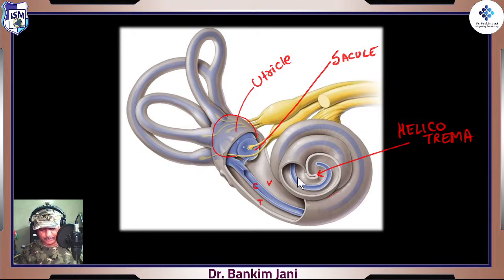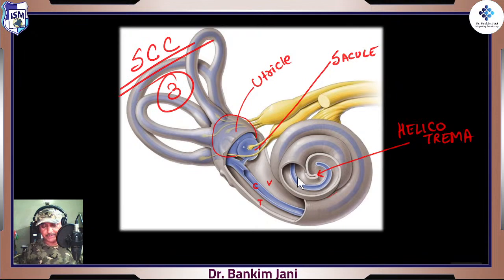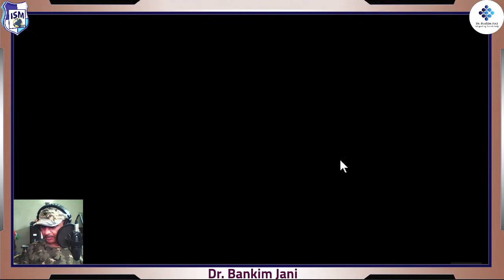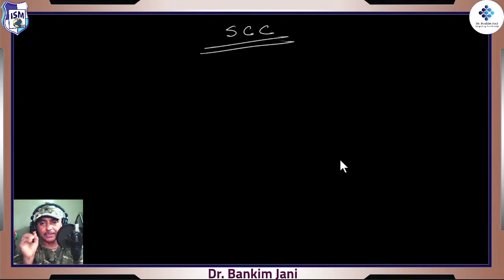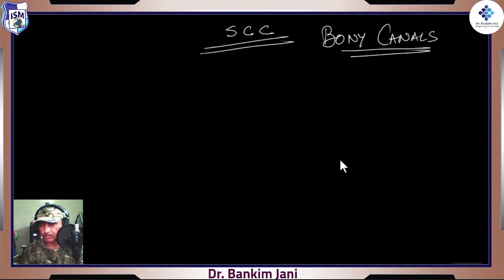Now we talk about this third portion, the semicircular canals. It looks so tricky, but step by step, let's make it easy. First, we understand that they are bony canals, located in the petrous temporal bone. So everywhere is bone, and in between are the canals, and in these canals the cochlear duct is running. Let's draw one and then keep on adding to it.